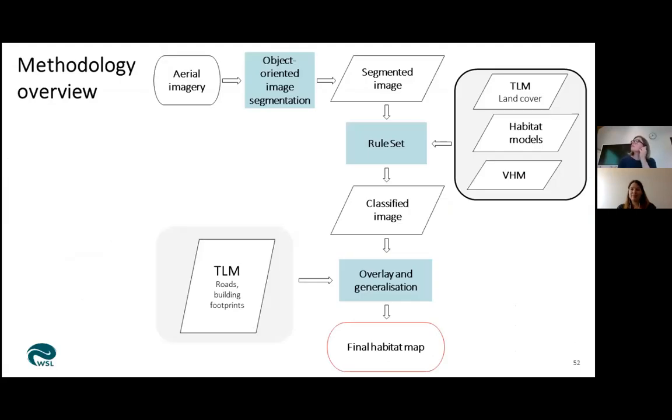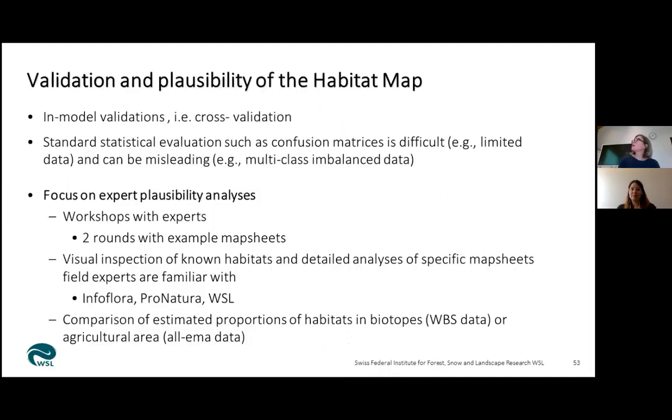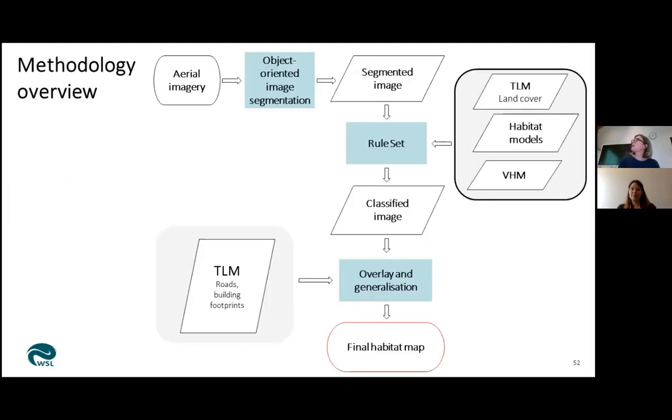So we come back to the overview. That was where we largely talked about the habitat models, and then we brought those in to classify the imagery, the segments, and then we come to the final habitat map.